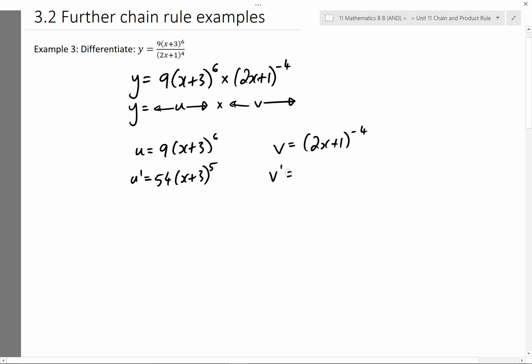For v dash, multiply by the power, so negative 4. I'm going to reduce this power by 1. Negative 4 down 1 is negative 5. And I'm going to multiply by the derivative of this inside function, which is 2. So my v dash is really negative 8 times (2x plus 1) to the power negative 5. Okay, so we've got negative powers all over the place, but we're not going to get scared. We're just going to apply our product rule as per usual.